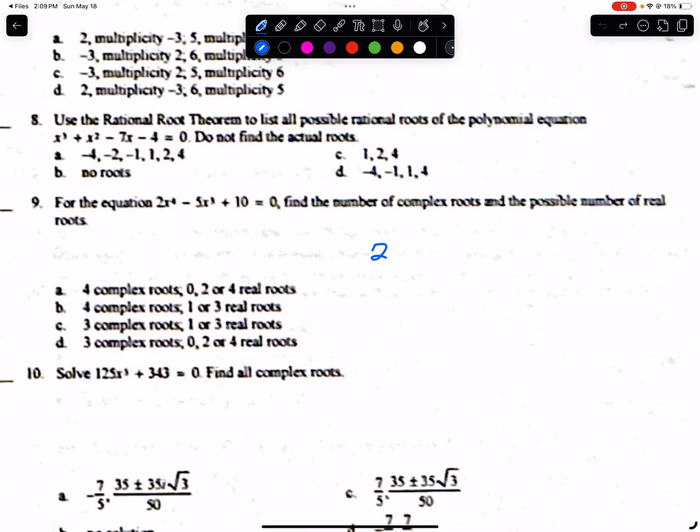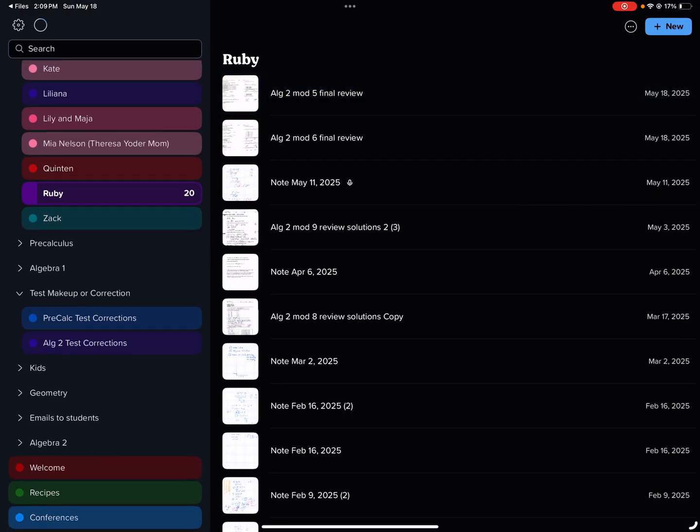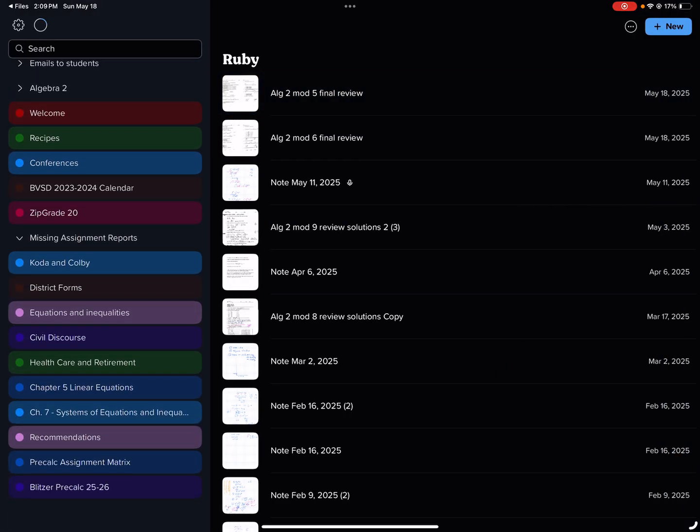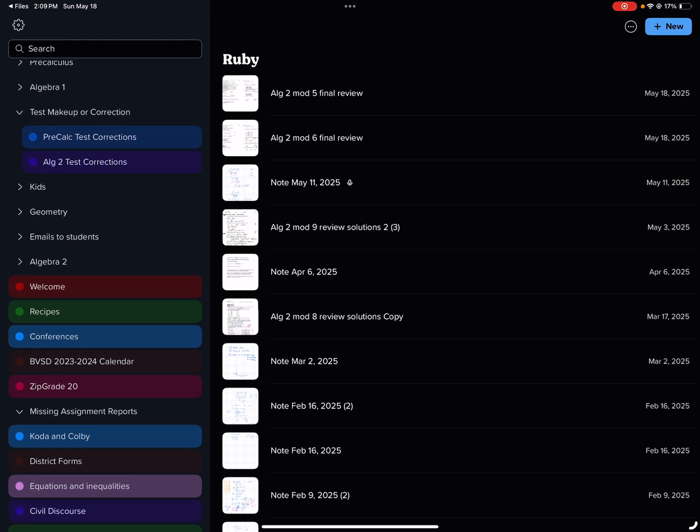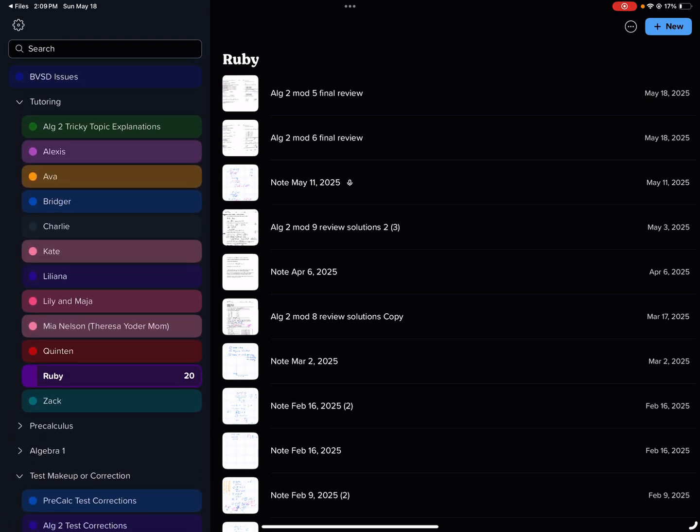So we have 2x to the 4th minus 5x cubed plus 10 equals 0. This is that thing, I saw it in here. It was on the Descartes rule of signs. I have this thing called, put it in there, tricky.